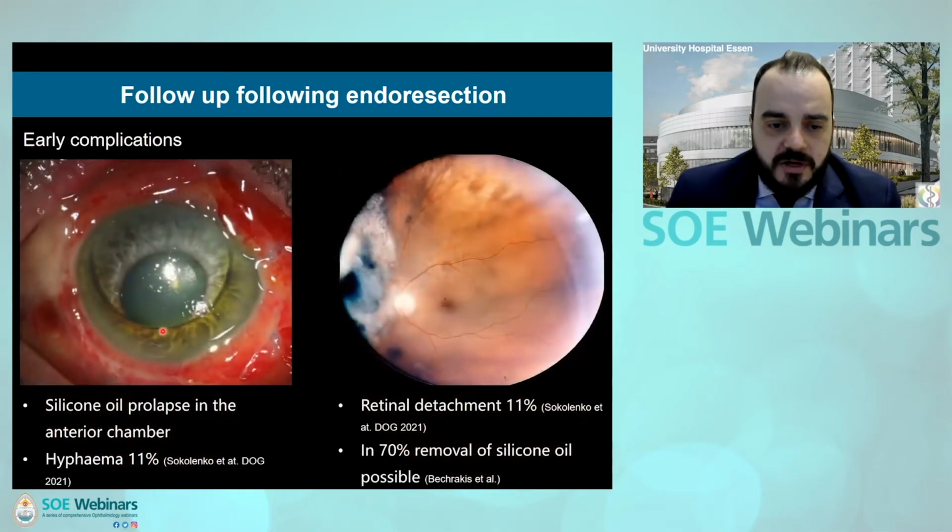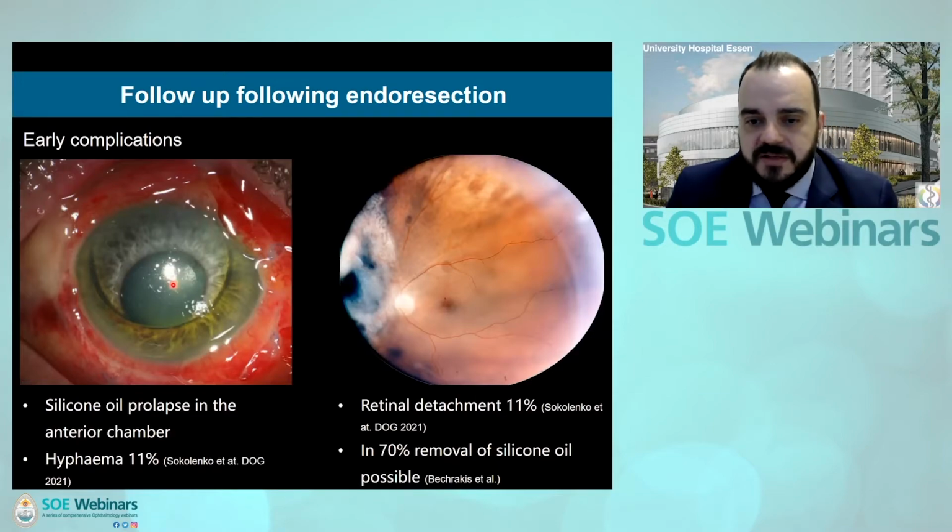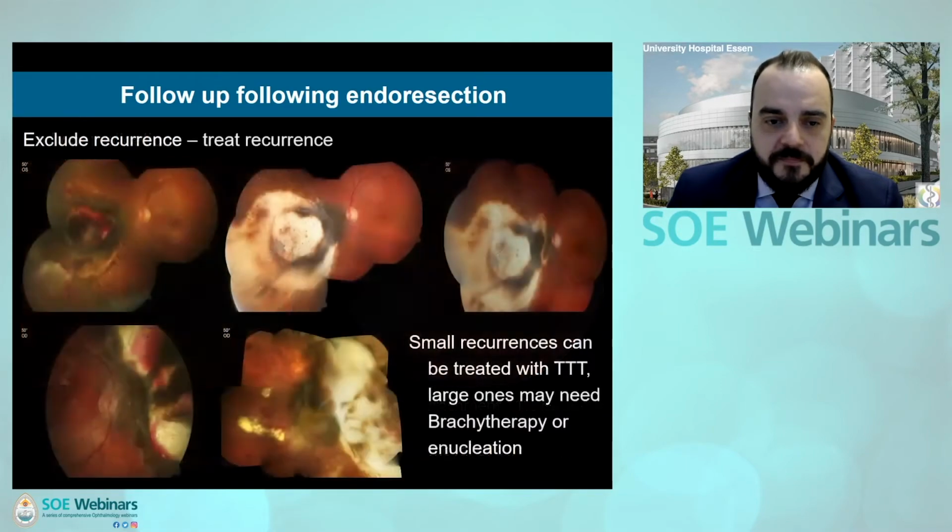As I already mentioned, silicone oil in the anterior chamber. This is a phakic patient. We do a phaco surgery in all our patients before the endoresection. Hyphema will come up in 11% of our patients, retinal detachment as well, but still in 70% of our patients we will be able to remove the silicone oil.